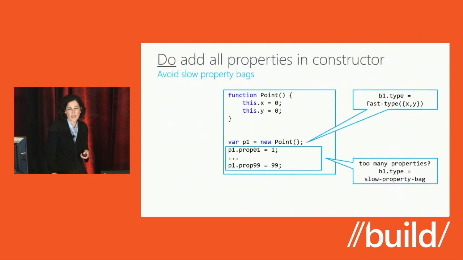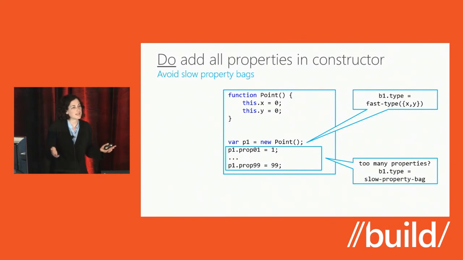Okay. So one of the ways to avoid this is actually to add all of the properties in the constructor. Now, what happens is we can basically use the fast objects for up to a certain number of properties. And actually, you'd be surprised at how low the number of properties is. In IE9, I think it was 16. And then for IE10, did we make it 30? 30 or 32, something like that.